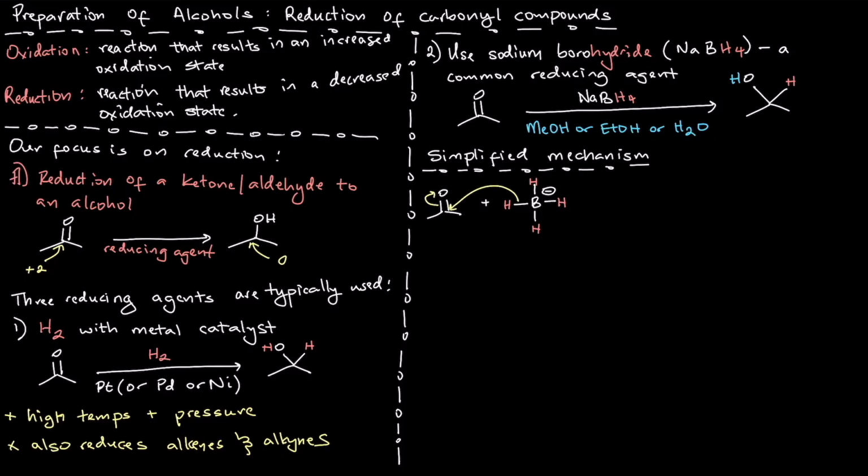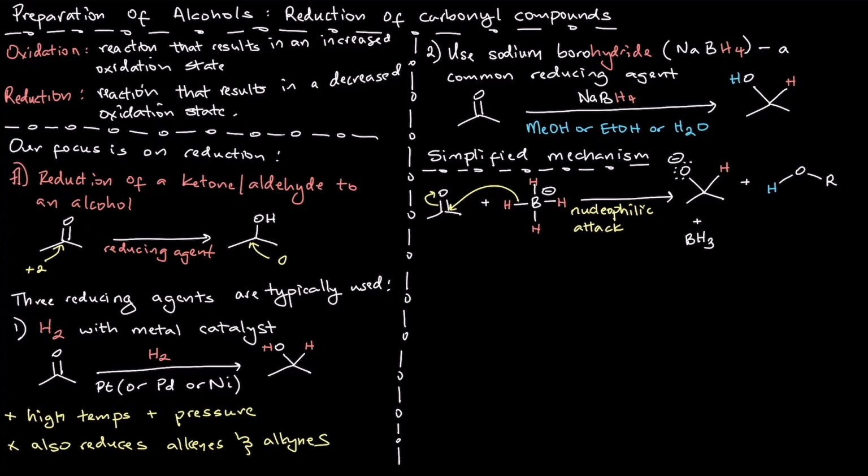The borohydride actually acts as a nucleophile, which delivers an H minus to the electrophilic portion of your aldehyde or your ketone, which in this case is the carbonyl carbon. And so the first step is a nucleophilic attack of an H minus-like species at your carbonyl carbon, which then produces your alkoxide species, if you're following your arrow pushing.